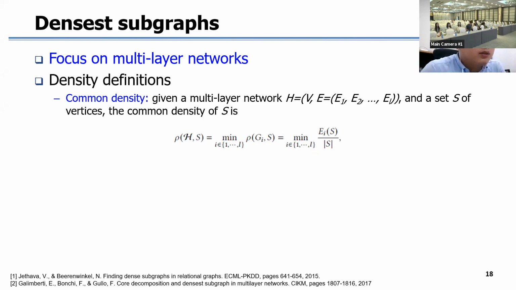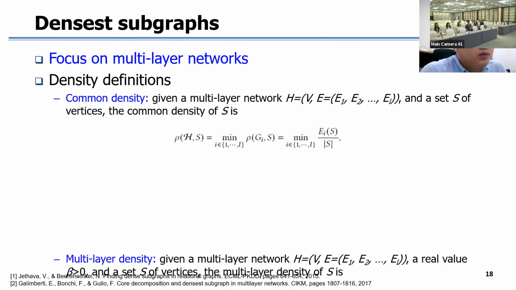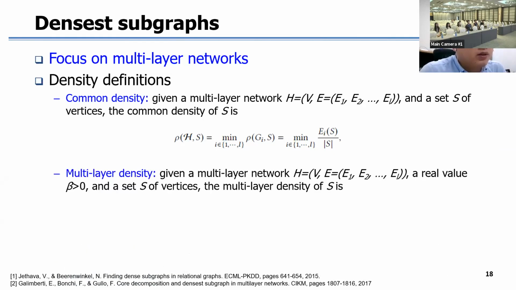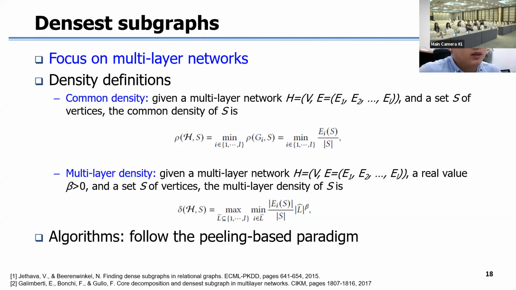However, this definition may be very sensitive to noise, especially when there are some noise edges. To alleviate these issues, some researchers have proposed an improved version of this density, which is called the multi-layer density. That is, given a multi-layer network, a real value beta and a set of vertices, the multi-layer density of this set of vertices is defined as follows. So you can see there is a parameter beta which balances the importance of two different factors, which are the higher density and the number of layers achieving such a density. So you can see that the common density is actually a special case of the multi-layer density. Based on the multi-layer density, the multi-layer dense subgraph has been studied.